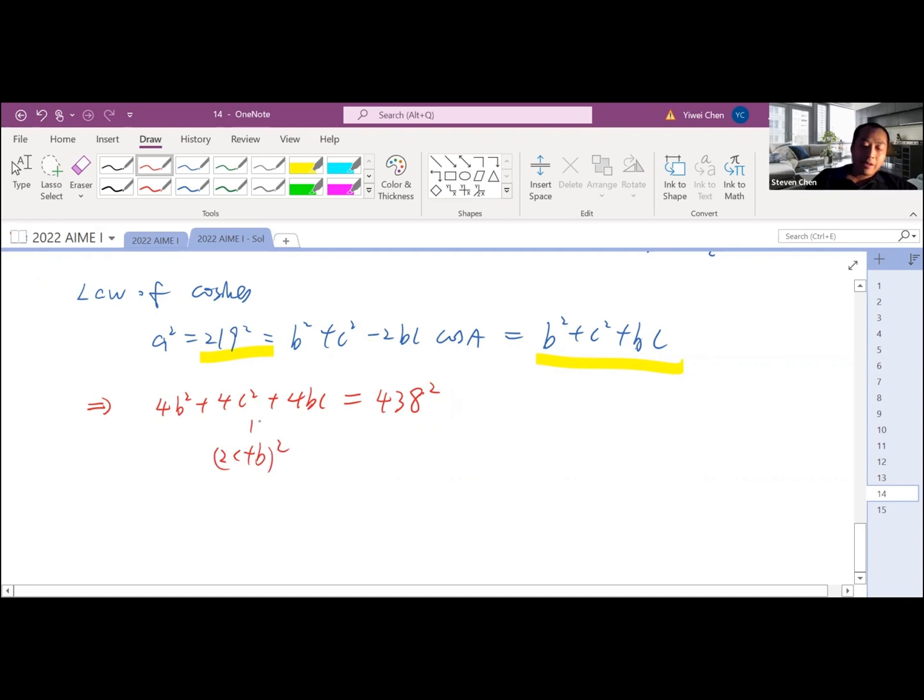So let me rewrite the left-hand side as (2c + b) squared. You can see that basically the cross term 4bc is absorbed into this perfect square, right? And the leftover term is 3b squared. That is equal to 438 squared. Okay. So now you can see the left-hand side has no cross term anymore. It's just a sum of squares up to some constant 3. That's it, right? So let's solve this problem.